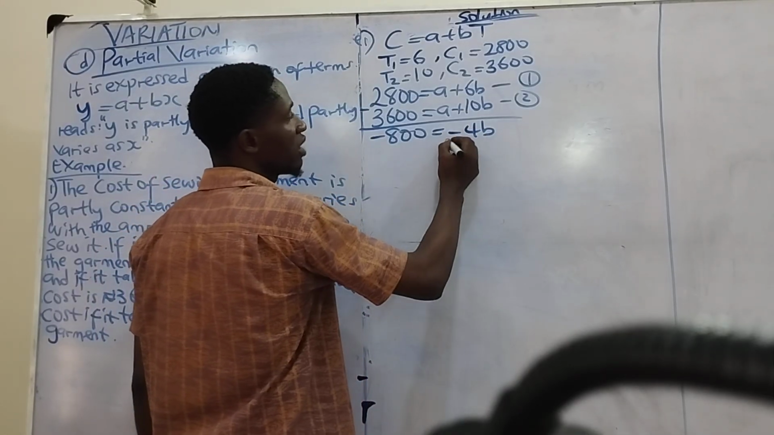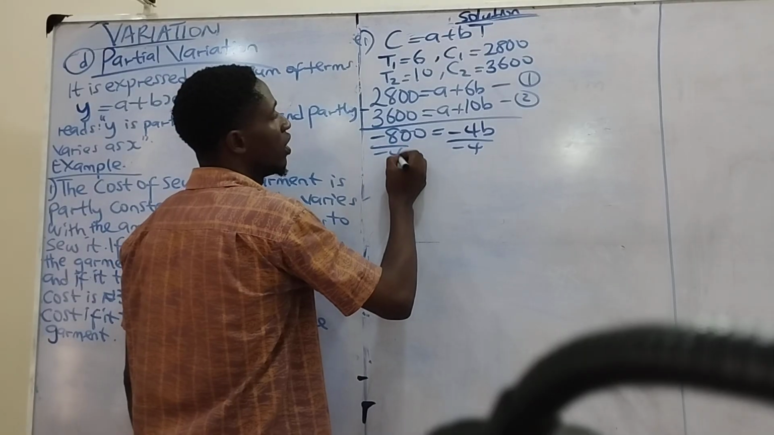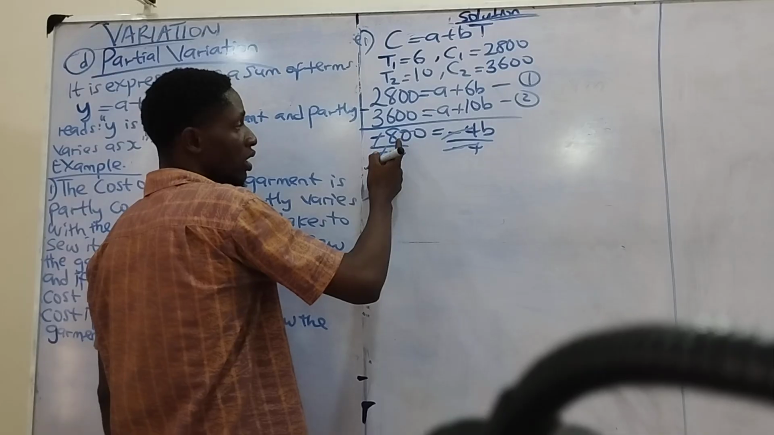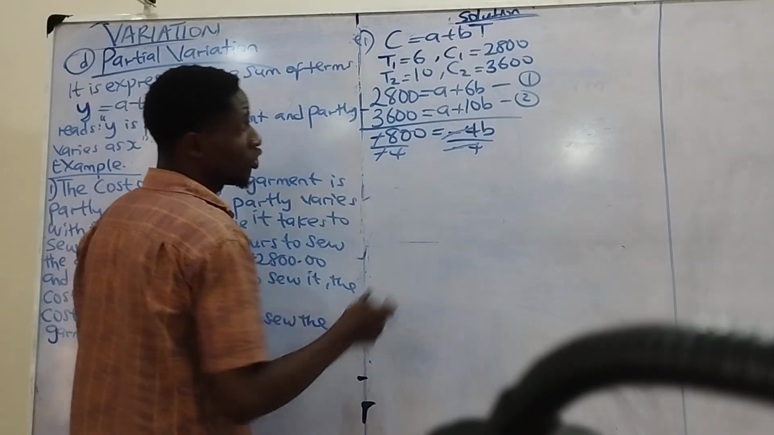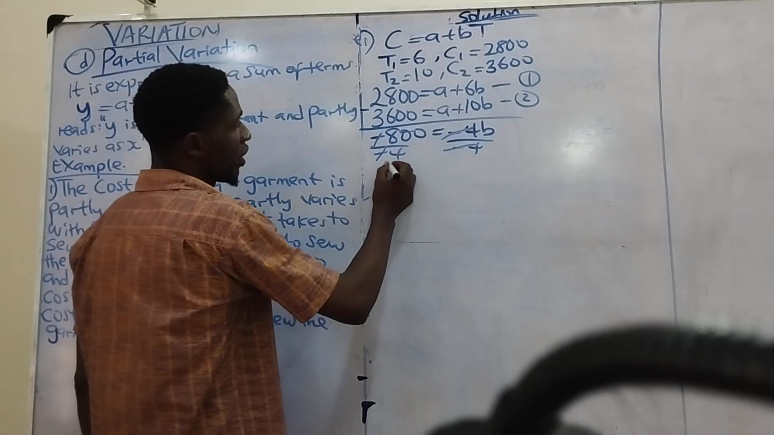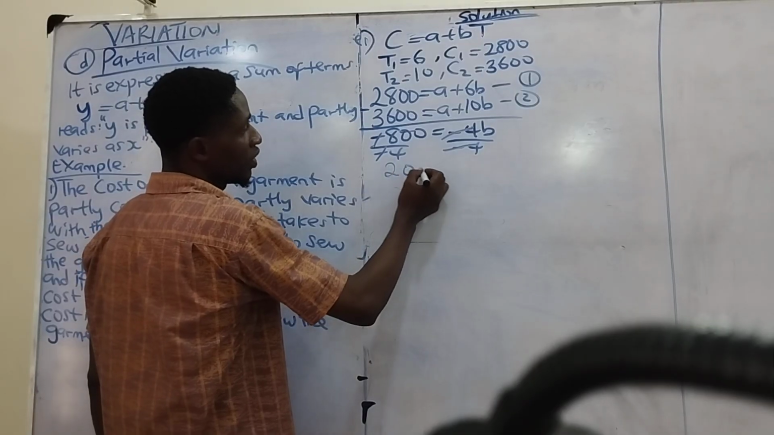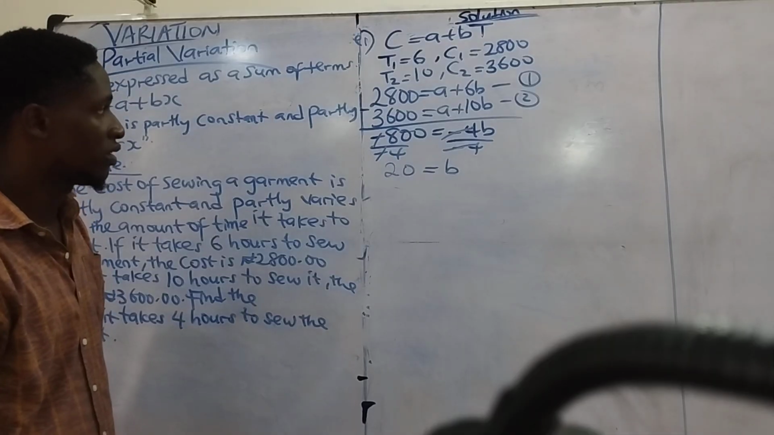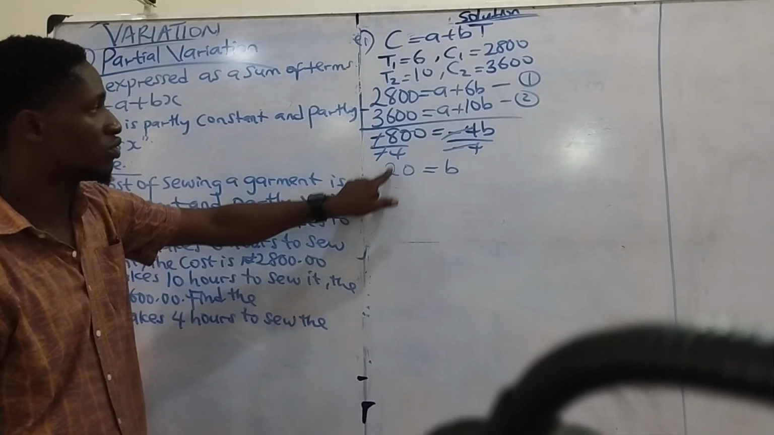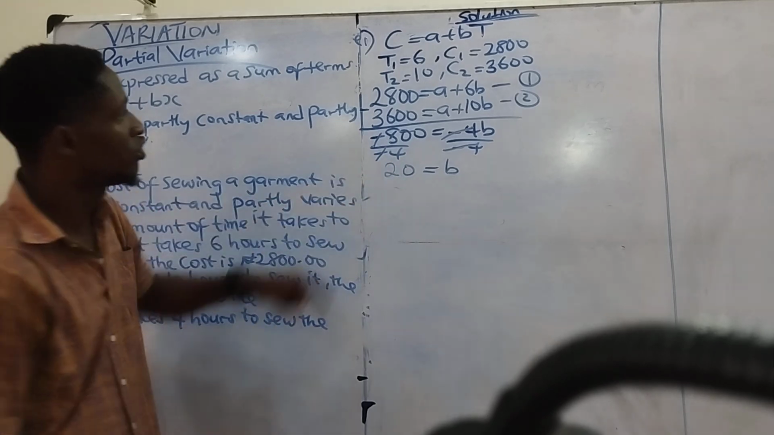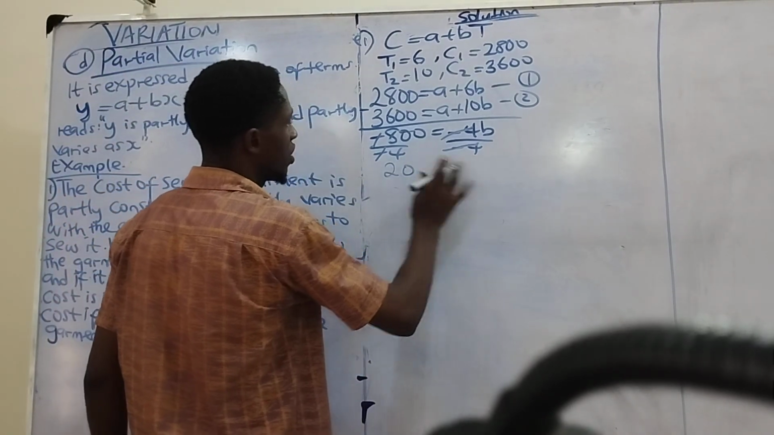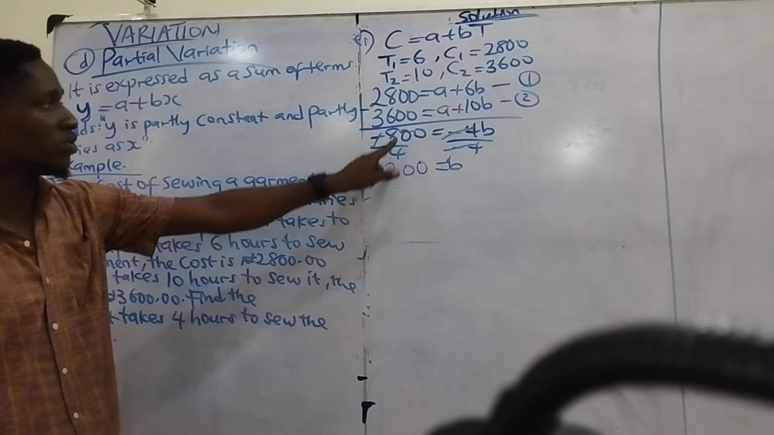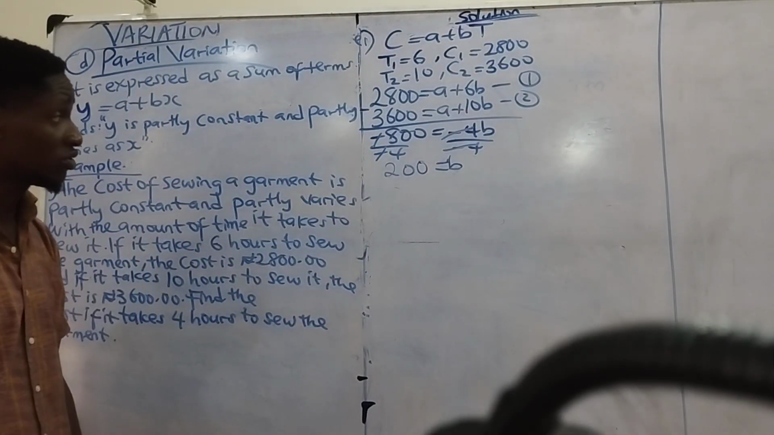So let's divide both sides by minus 4. Minus 4 will cancel minus 4. Minus will cancel minus. 800 divided by 4 should give you 200. So we have 200 is equal to B. This should be 200, not 20. Because 4 going into 8 is 2, then you bring down 0.